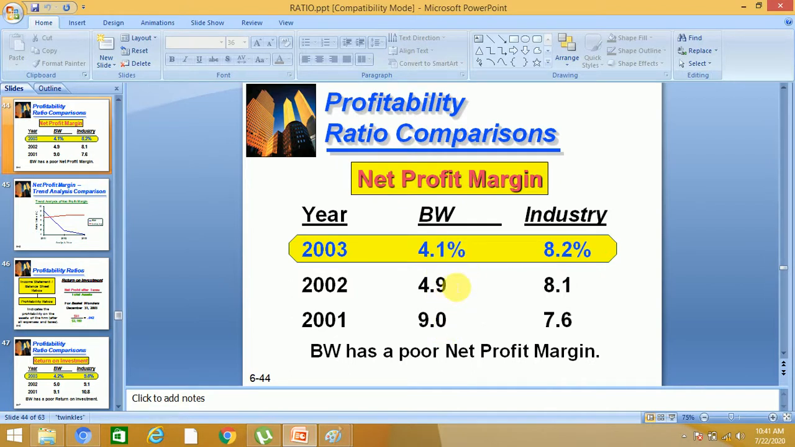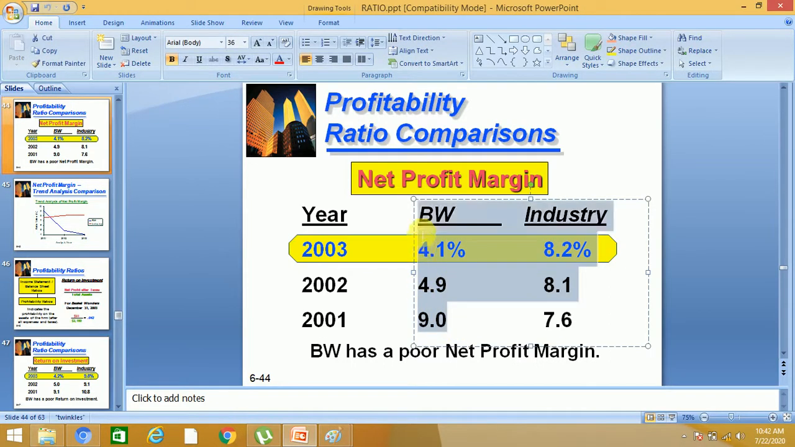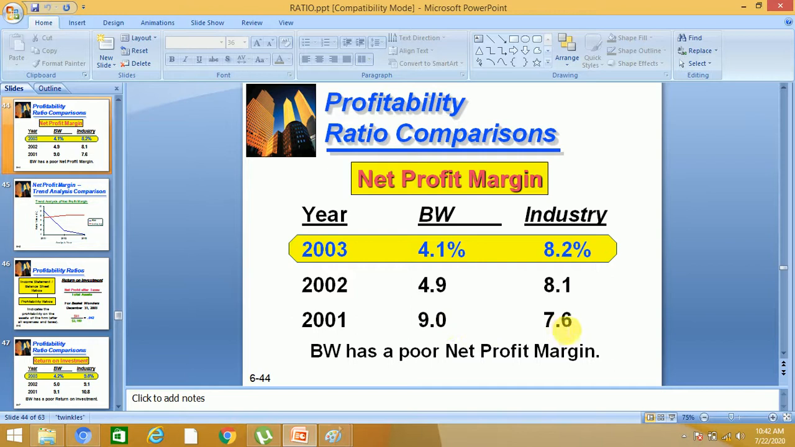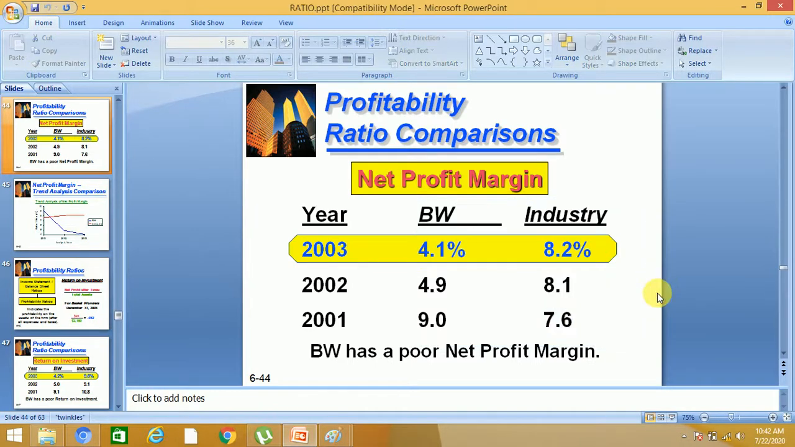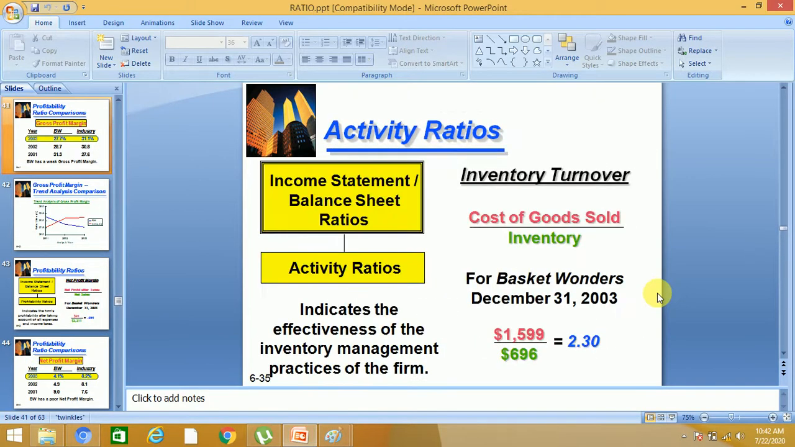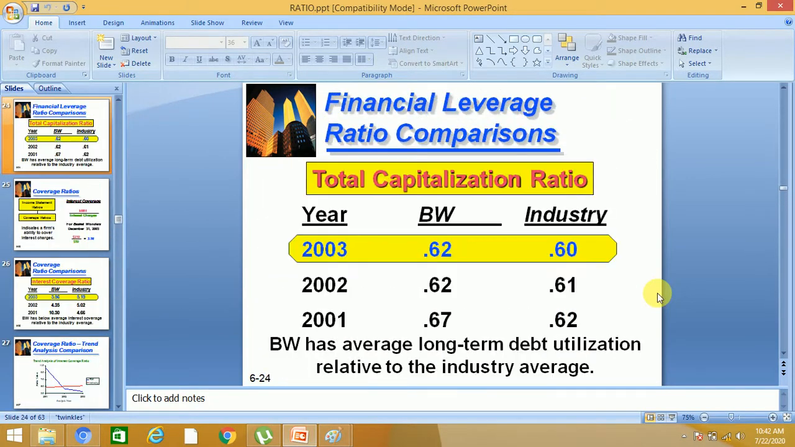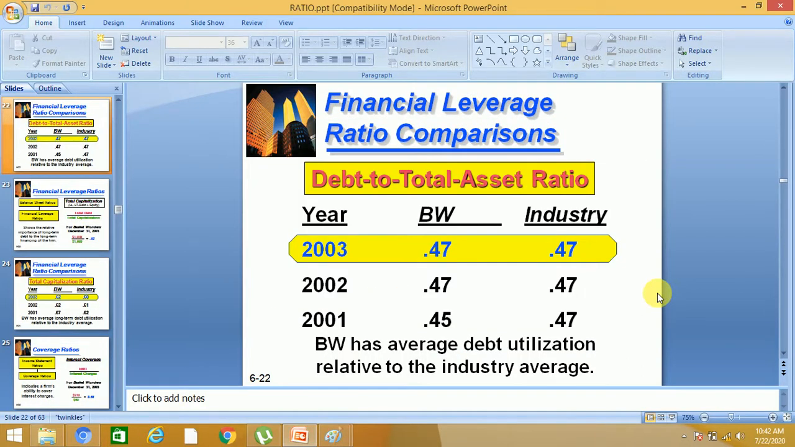So our loan is increasing from 45% to 47%, but our profitability is going down, which is a bad sign. And look at the industry. Their debt utilization is also 47%, but their profitability is 7.6, 8.1, 8.2, double the Basket Wonders. So our company is taking a 47% loan, but their profitability is weak, which is a bad sign.